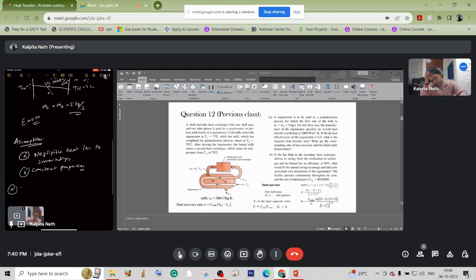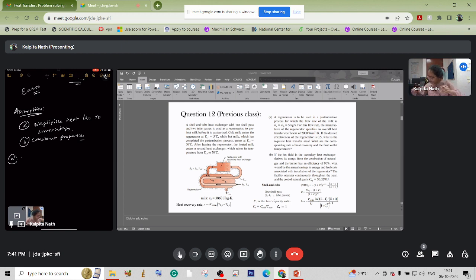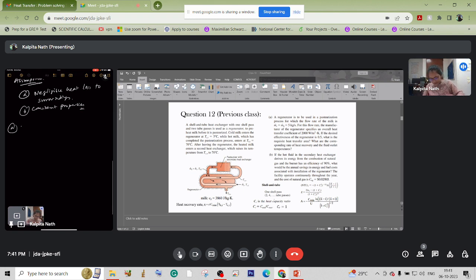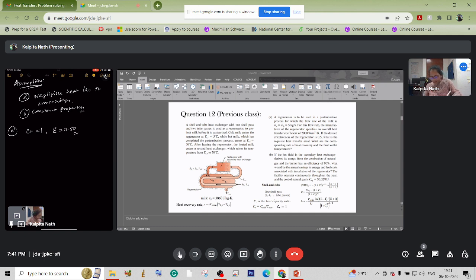I hope you have solved somewhat of your problem. Okay, so for the first part, we'll proceed with the solution. It's already given that the capacity ratio is 1 and effectiveness is 0.50. So first, for A we need E, right? How can we calculate E? It's not visible properly, right?